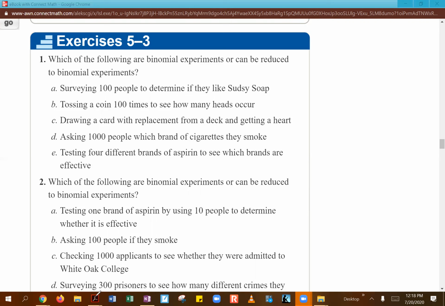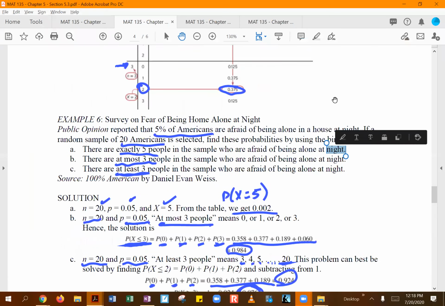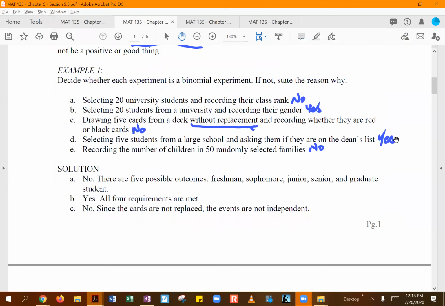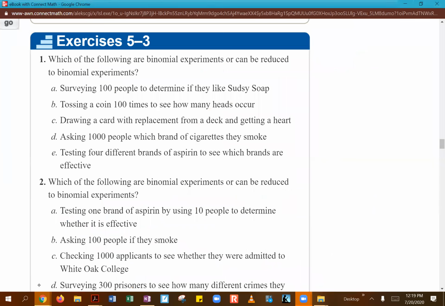Remember those 4 requirements that we have looked at? Let me just bring this up quickly. So, a fixed number of trials, they should be able to have only 2 outcomes or break down into 2 outcomes. The outcome for each trial should be independent from one another, and your probability of success should remain the same for each trial. So keeping those 4 requirements in mind, what can you say about 1A?